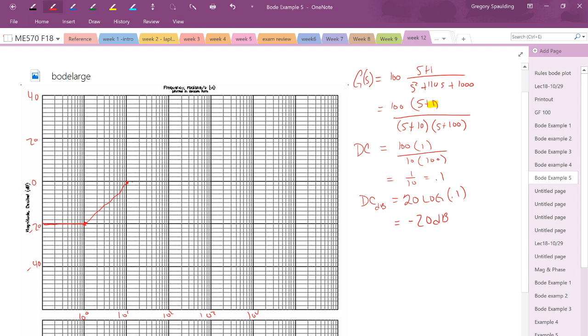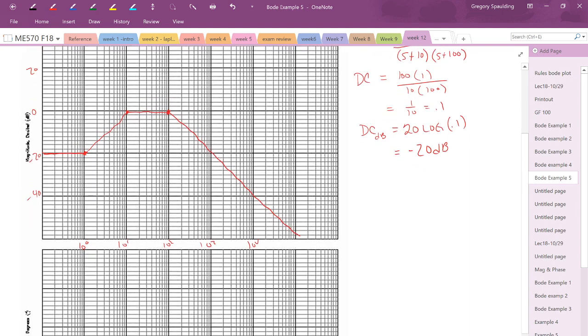So it's right there, and that is a pole, so we're going to have a change of negative 20 dB per decade. So we're going to move straight across from there to our next pole or zero, which is 100 in this case. And from 100, we've got another pole, so we're going to negative 20 dB per decade from our current slope. And so we're going to end up going down here like this. And that is going to be our magnitude plot for our asymptotic Bode plot.